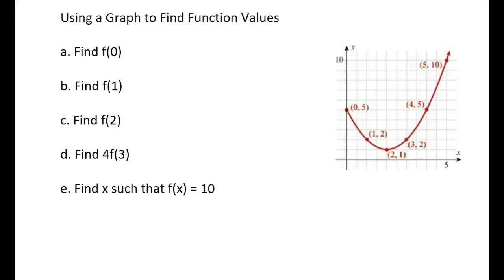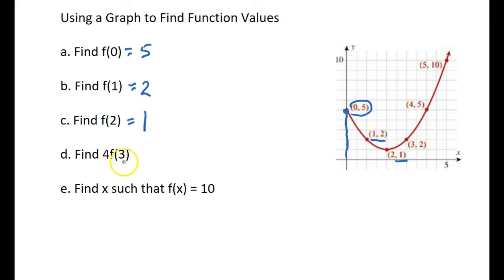You can also find function values if you look at the graph of the function. So, for example, what's f of 0? We're going to go to where x is 0, read off our y value, and it is 5. f of 1 means go to where x is 1, read off the y value, and in this case, it's 2. f of 2 means go to where x is 2, read off the y value. f of 2 is 1.